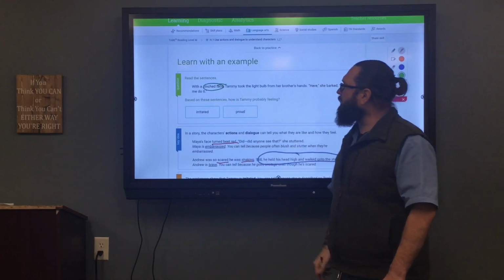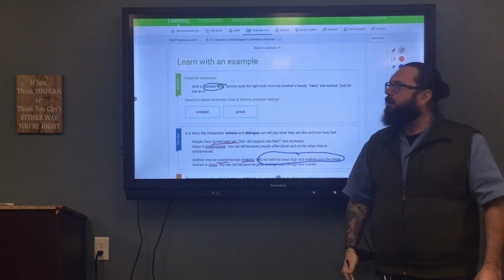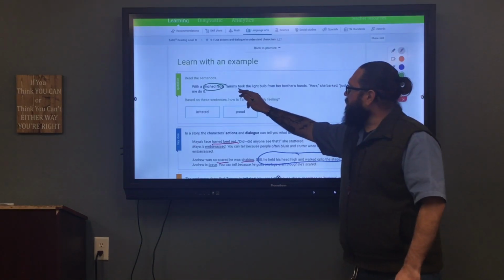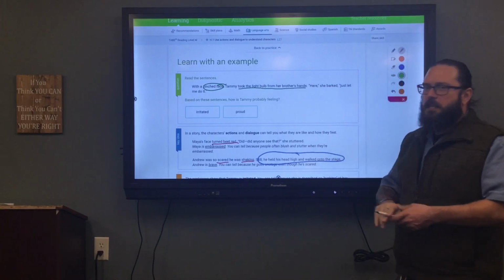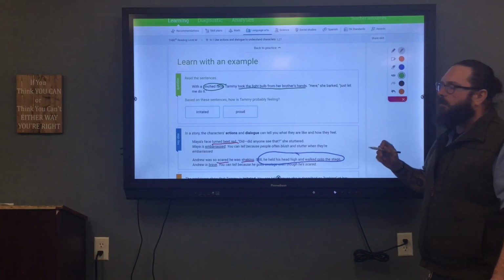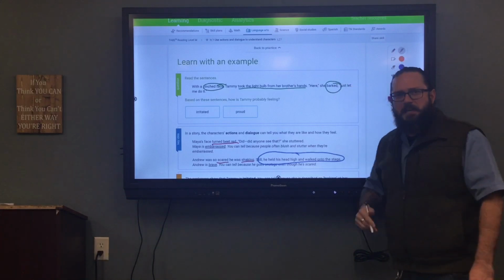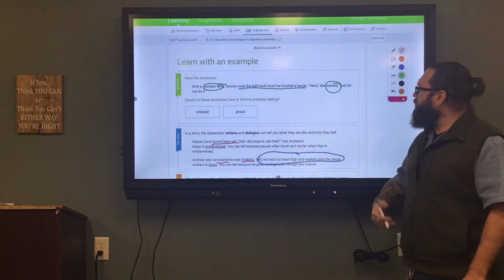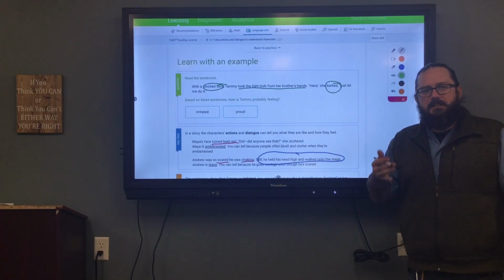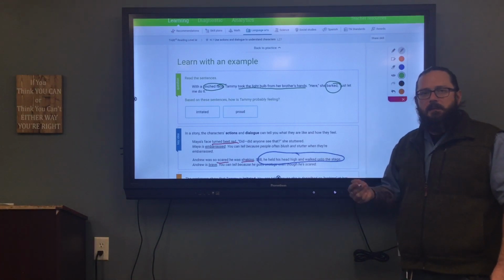If you're not sure what that means, it means her face was kind of scrunched in. Then it said that she took the light bulb from her brother's hands. Okay, so she took it. But then we have dialogue, and we are told that she barked. So it sounds like she's being kind of snappy. "Here, just let me do it." So based on these clues, we can then infer that Tammy is probably feeling proud?